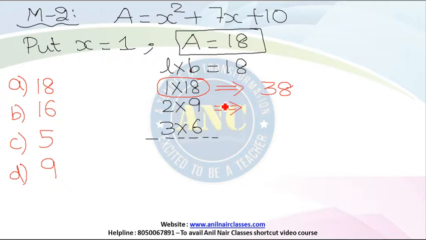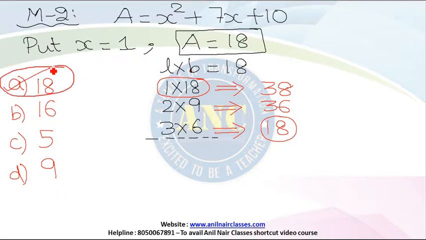2 into 9, it is 18. Double of 18 is 36. Perimeter is 36, but none of the options is giving that. No problem. 3 into 6, 3 plus 6 is 9. Double of 9 is 18. So 18 can be one of the perimeters, which is nothing but option A.